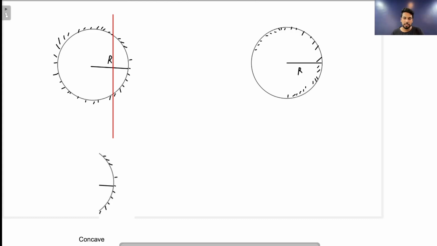I always tell my students, whenever I draw a mirror, it has two sides. One is a shiny side and the other side is a rough one. If I have taught you this before, you might remember that I show one side shiny and the other side rough, and the rough side I show by these kinds of lines.